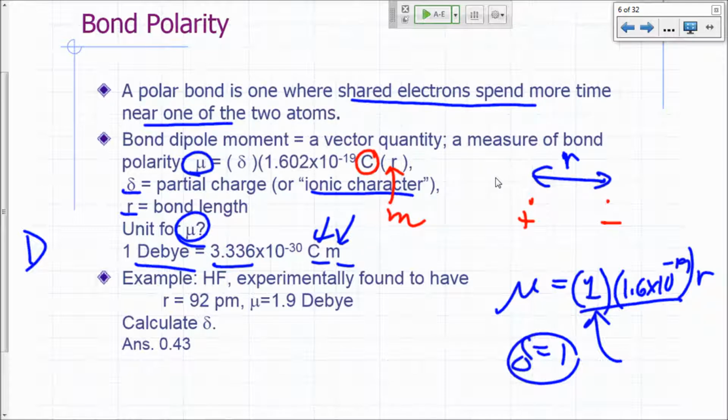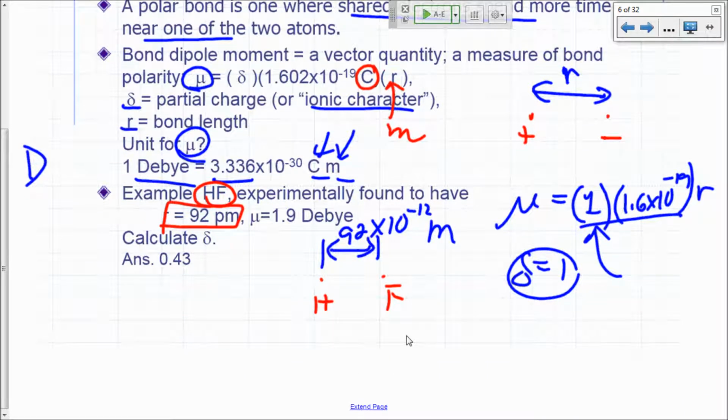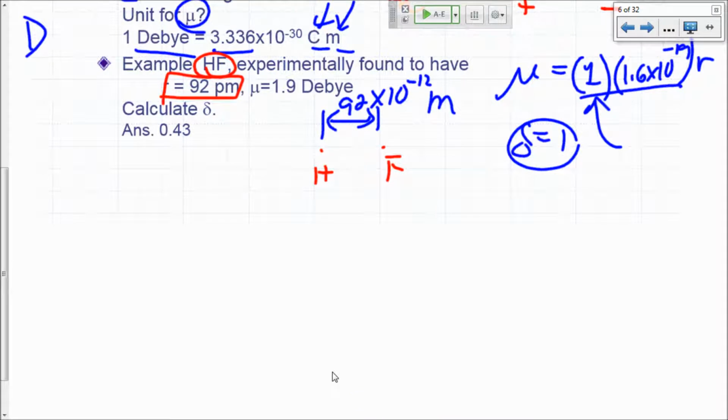So here's an example. The molecule HF is experimentally found to have a bond length of 92 picometers. If you have hydrogen and fluorine, and you look at the separation of the two nuclei, the average separation is 92 picometers, so that's 92 times 10 to the negative 12 meters. The experimental dipole moment can be measured to be 1.9 debye. So what's the partial charge of HF? How do you solve for the partial charge, or the ionic character?